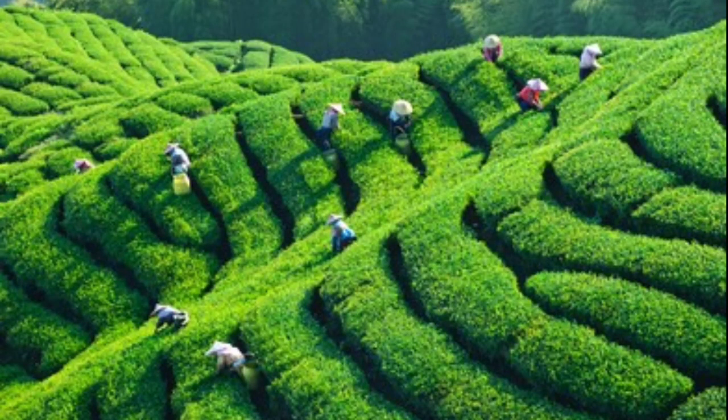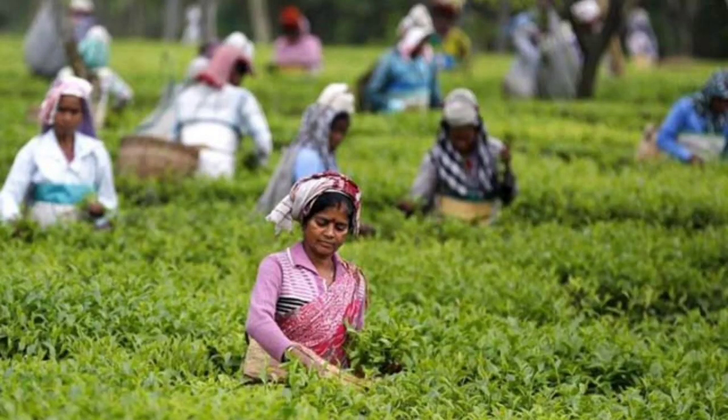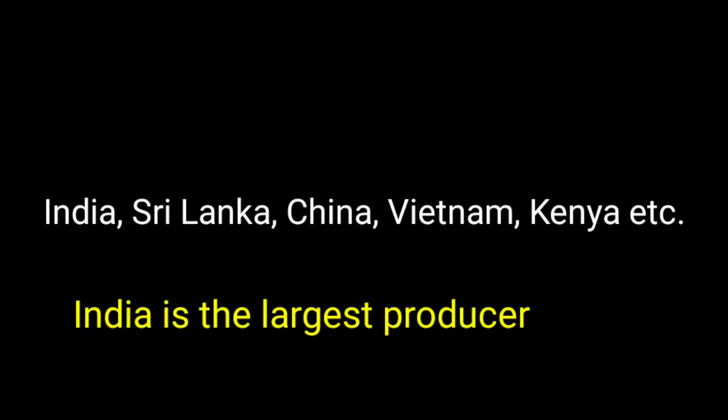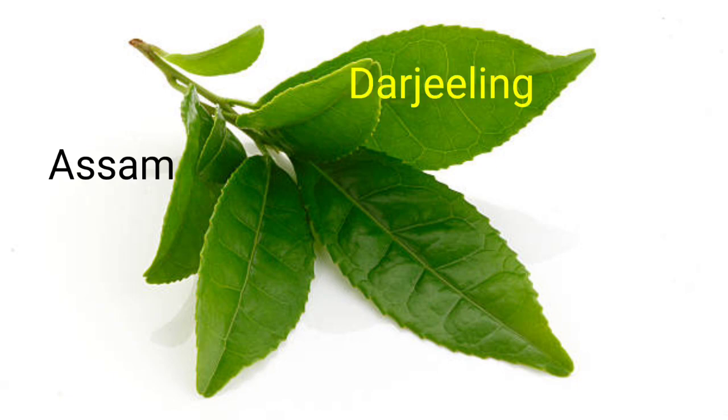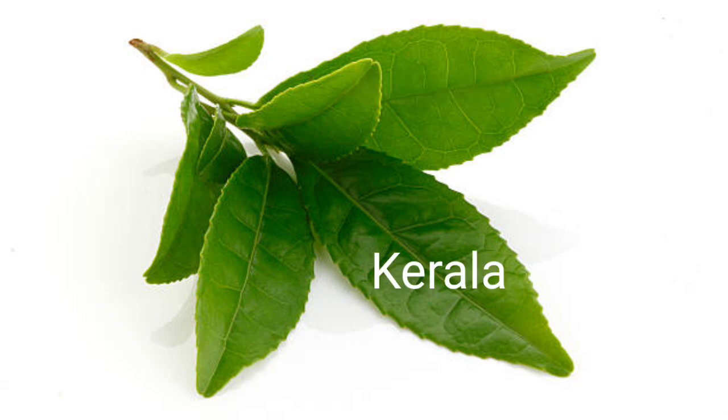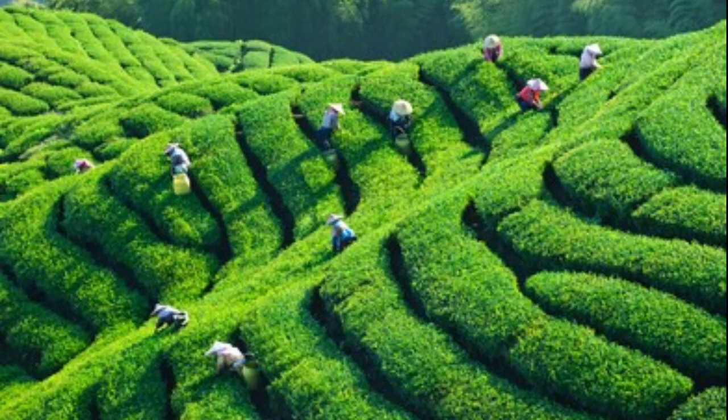So tea picking also requires plenty of skilled labor, generally women, to do this picking because women are considered more skilled in doing these activities. So we'll see in the world where it is grown. Tea is grown in the hilly regions of India, Sri Lanka, China, Kenya, Vietnam, and even in African highlands. So India is the largest producer as well as exporter of tea in the world. Okay, so in India it is grown in Assam, Darjeeling in West Bengal, Kerala, and Tamil Nadu are some of the states in India that grow tea.